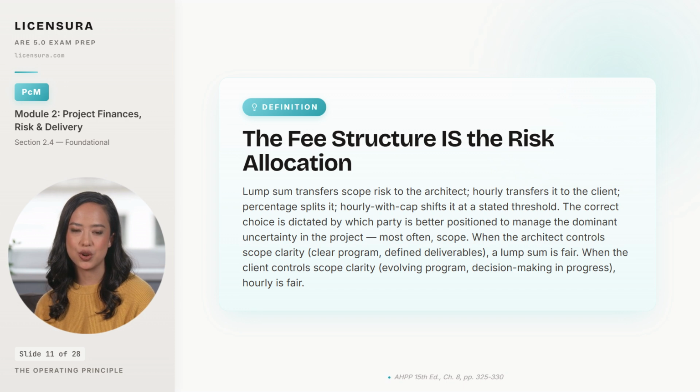When the architect controls scope clarity, meaning the program is defined and the deliverables are clear, a lump sum is a fair allocation. When the client controls scope clarity, meaning the program is evolving or the requirements are likely to change, hourly is the fair allocation, because making the architect carry that uncertainty for a fixed price is asking the firm to subsidize the client's indecision. Recap, then the next layer of the conversation: how to actually build the fee from the bottom up.